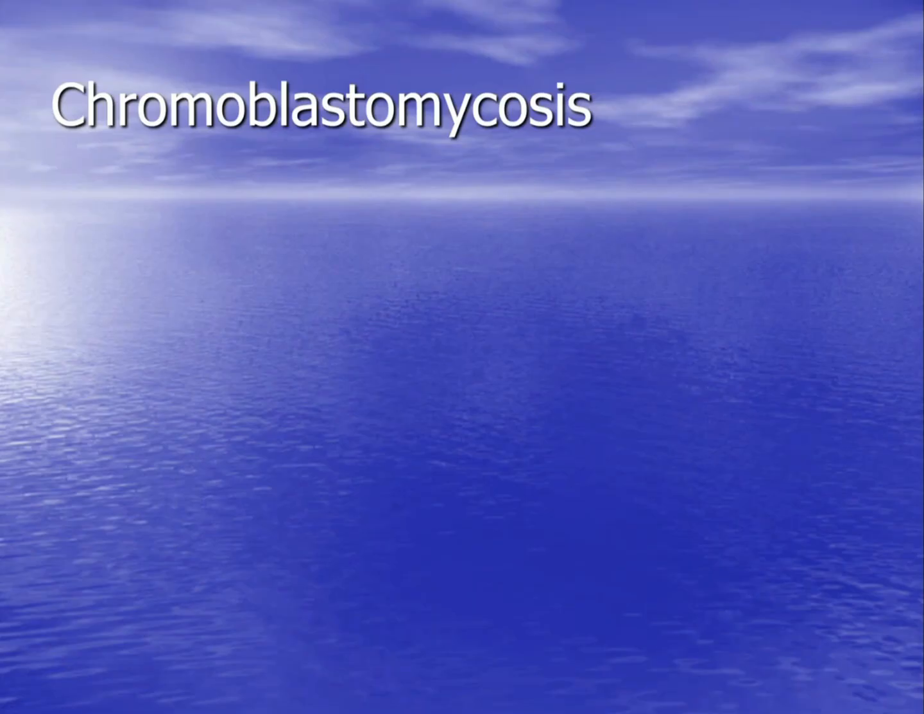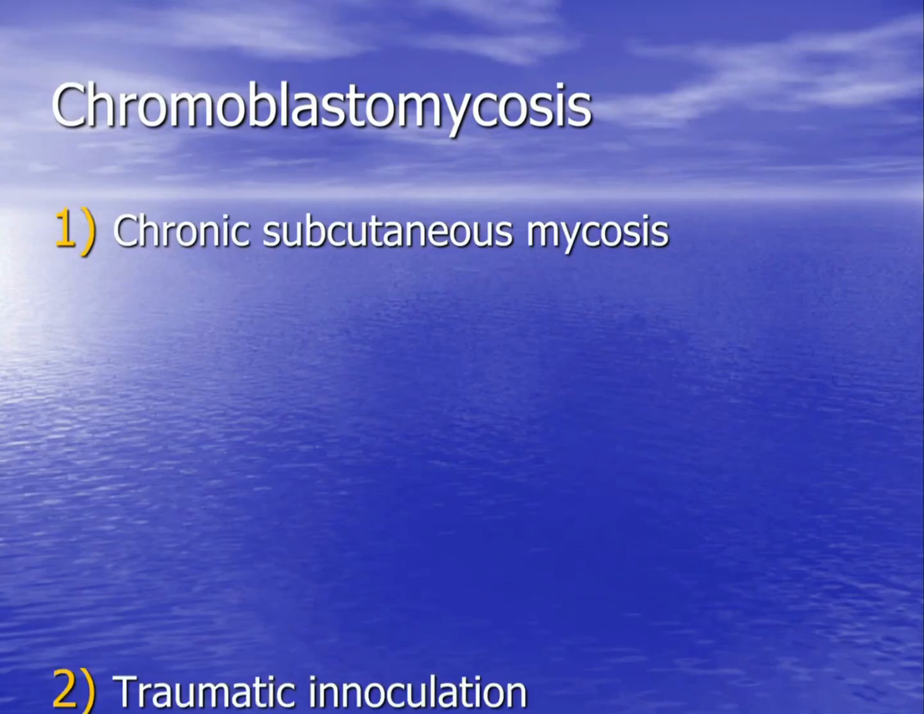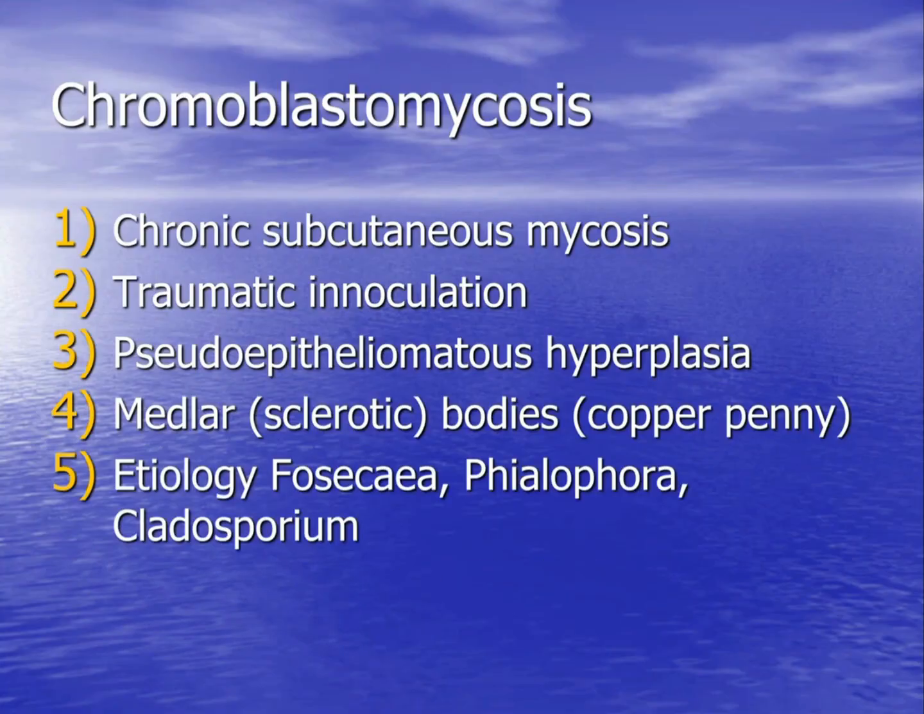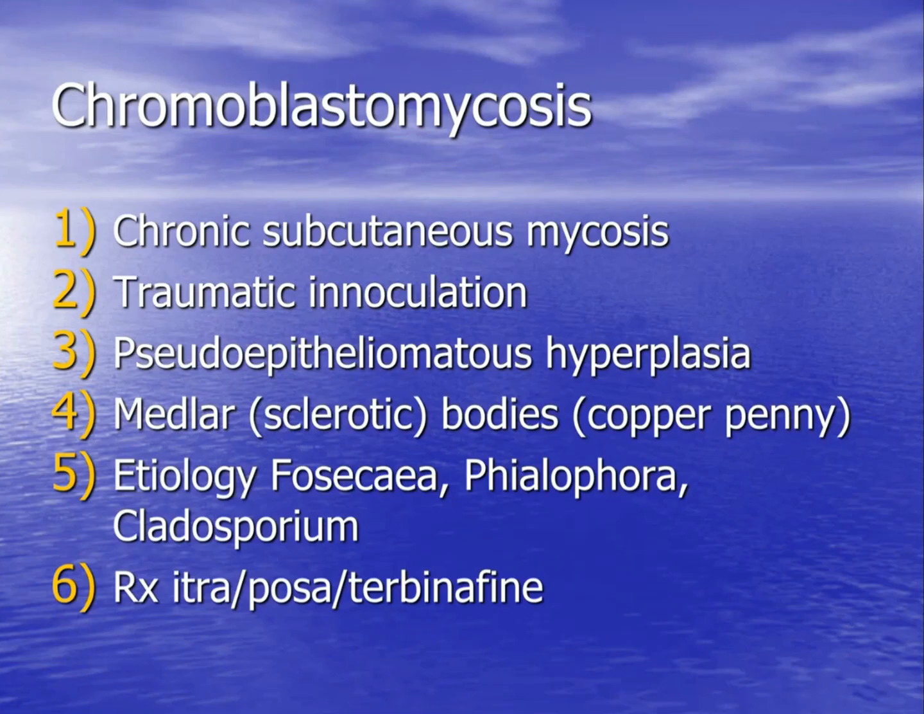Chromoblastomycosis. If you take the word blasto and add chromo to it, chromo as in colorful. Next, you can click through these quickly. So chronic, traumatic, pseudoepitheliomatous, Medlar bodies, sclerotic bodies, and then the fungi's names are listed there. You've never heard of them, but that is a syndromic diagnosis called chromoblastomycosis.